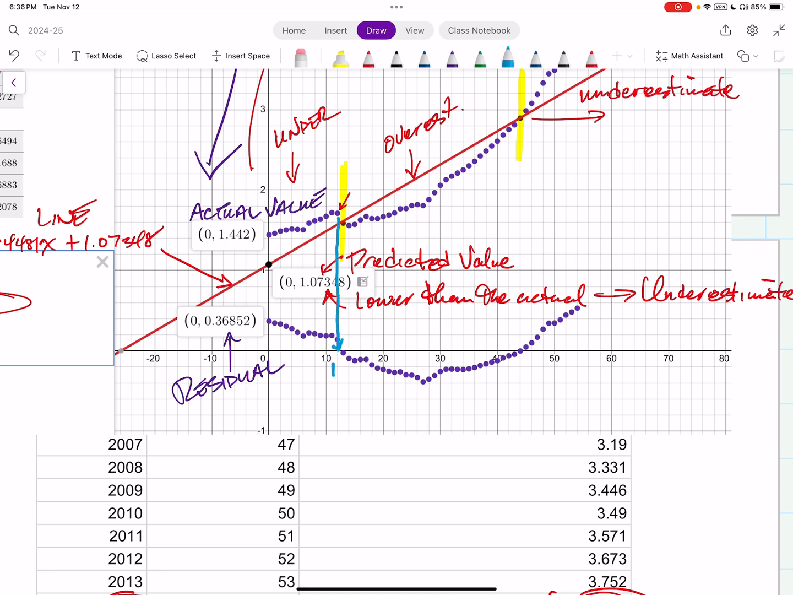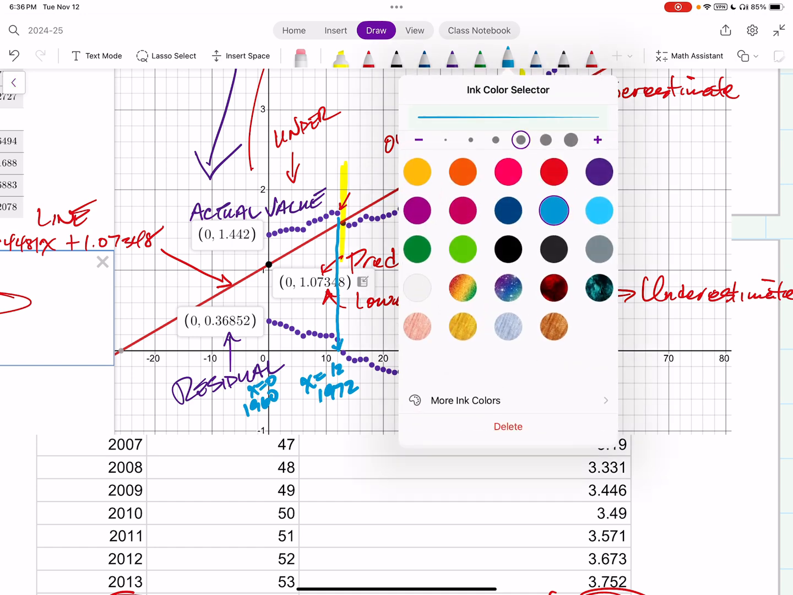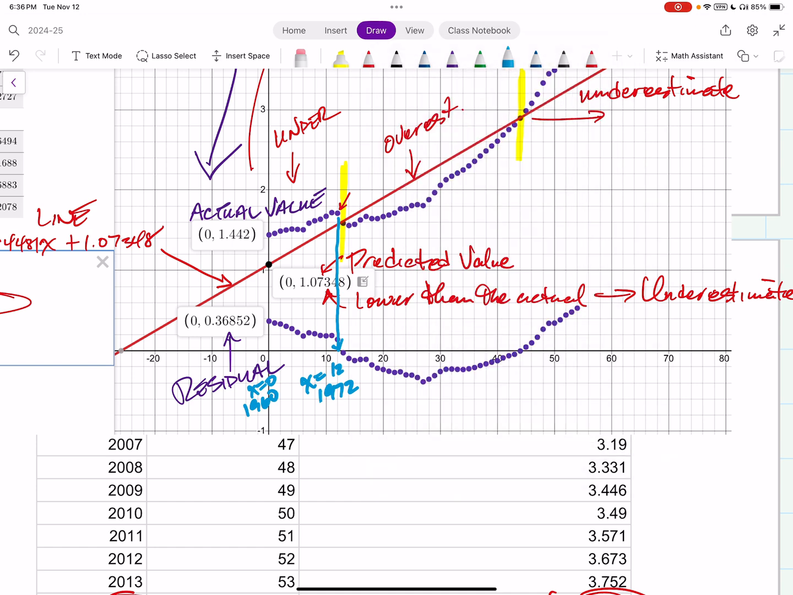What is that? Well, it's 12. It's x equals 12. Holy cow, it's kind of thick. But you got the idea. So let me see. X equals 0 starts at 1960. Well, then 12 years later, that's 1972. Okay, how about the next one here?